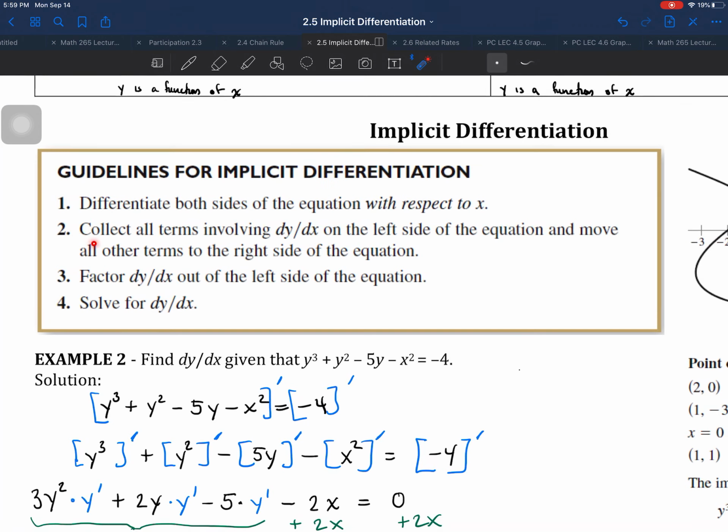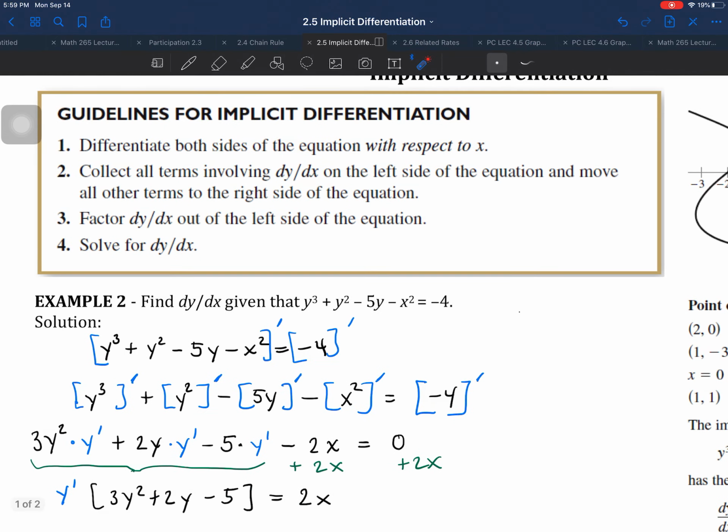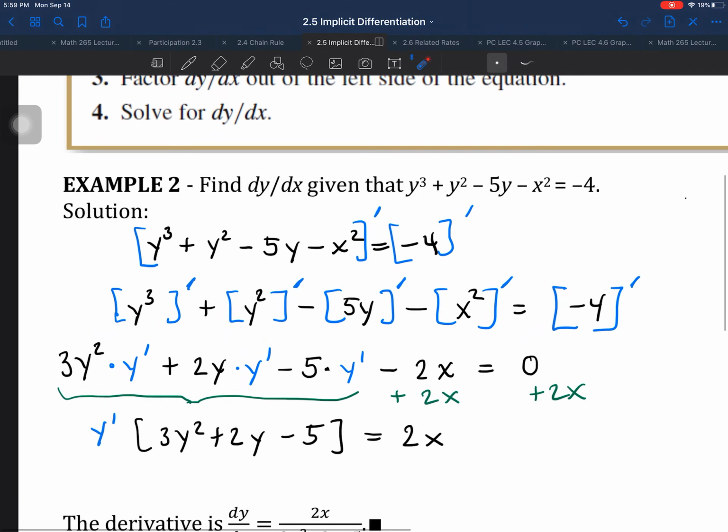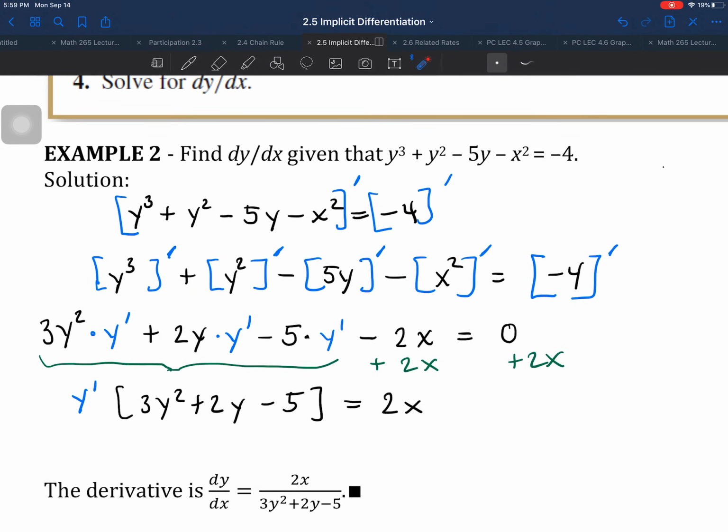Number 2, then collect all terms involving dy dx on the left side of the equation and move the other terms to the right side of the equation, as we see in the next. Then factor dy dx out of the left side of the equation and then solve for dy dx. So here we go. Here's a perfect example. This is a beautiful example because it's going to show us everything.